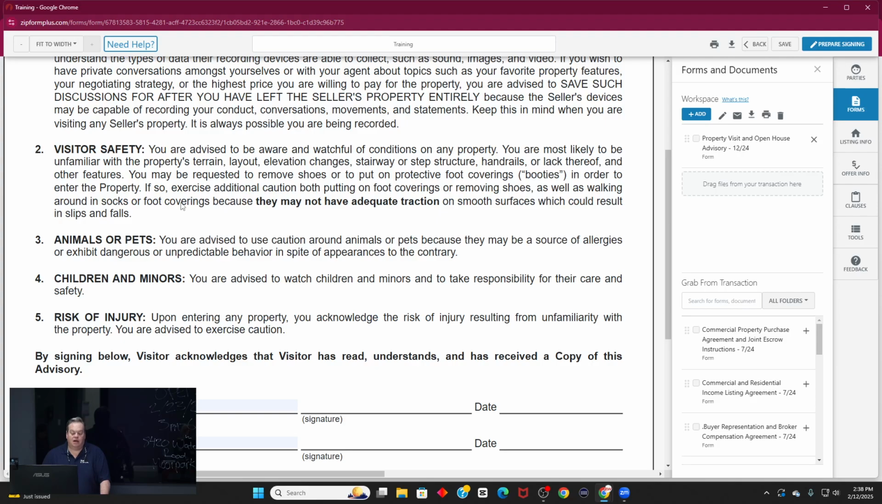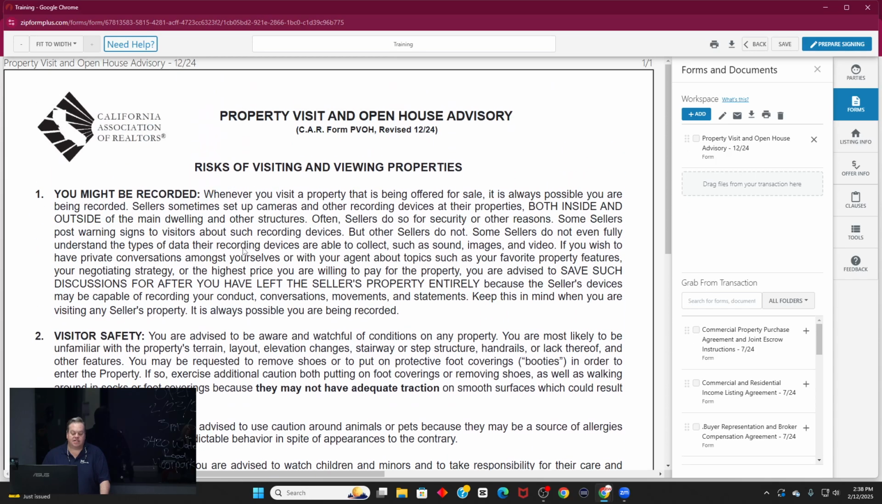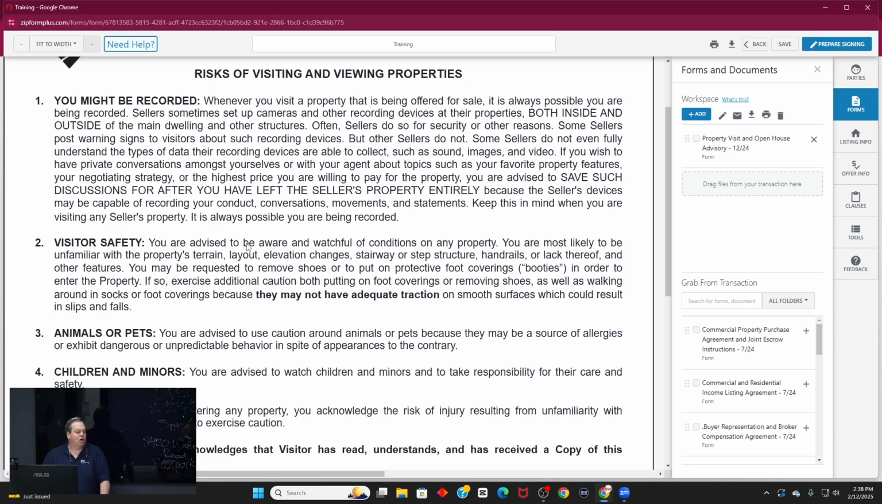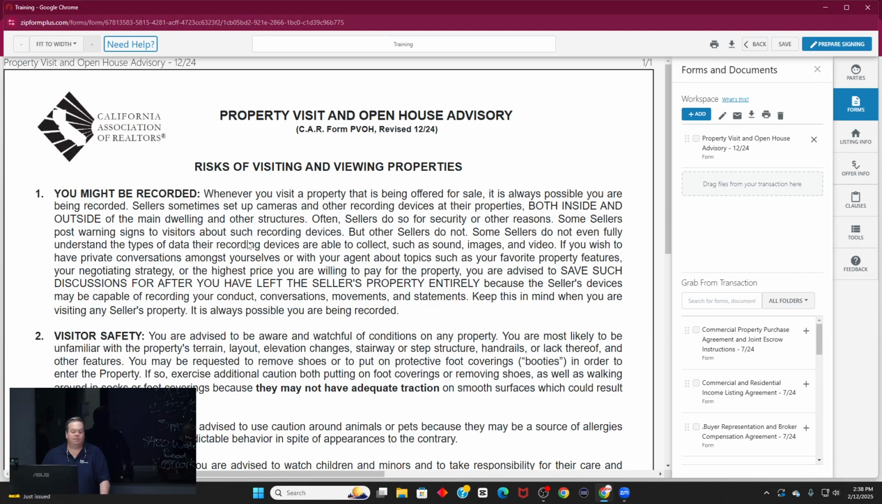Footing. So this would be to protect the seller, right? Animals or pets, children, minors, risks of injury. This is a release of liability to the seller because these people are coming through their home. So they have to sign before they go inside? That is not mandatory, but it's recommended. The other one is mandatory.